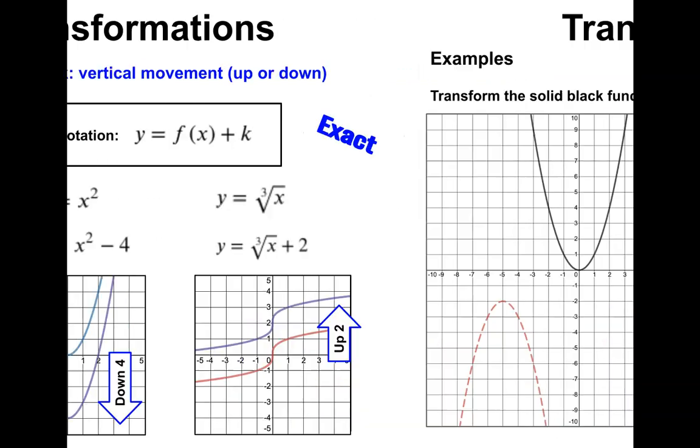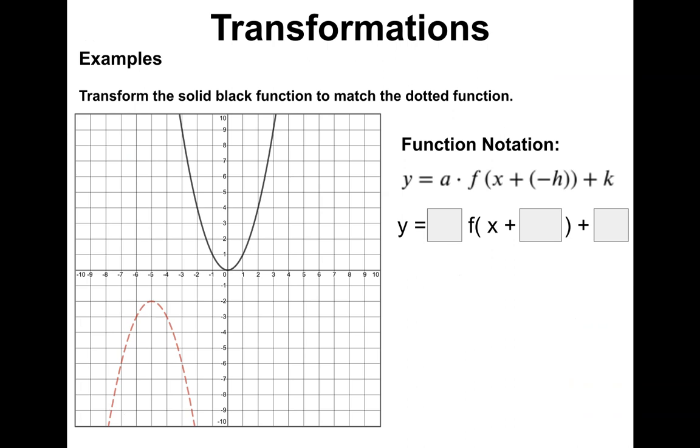So let's look at it all together. We want to transform the solid black function to match the dotted function. So we see our parabola currently as the solid black function is opening up, sitting at the origin. So this is our parent function, but we want it to change and become now the dotted red graph.